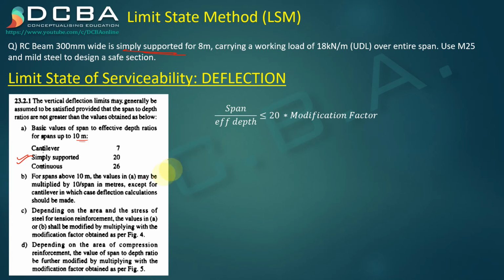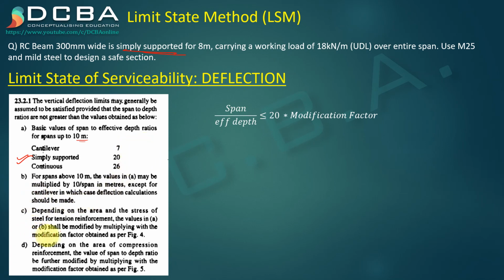Now what it says further is, for spans above 10 meters, the values in A, that is these values, may be multiplied by 10 divided by span in meter. So if my span was more than 10 meters, I will have to multiply this by 10 divided by whatever my span is. If let's say my span was 15 meters, I will have to multiply this value by 10 divided by 15, like this.